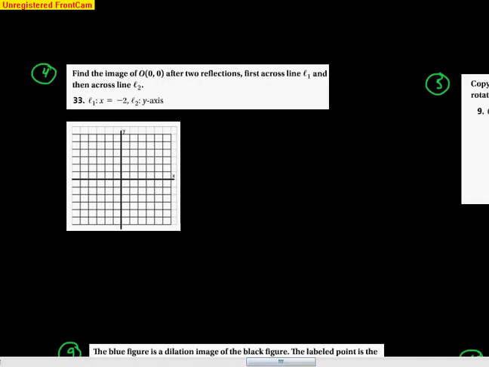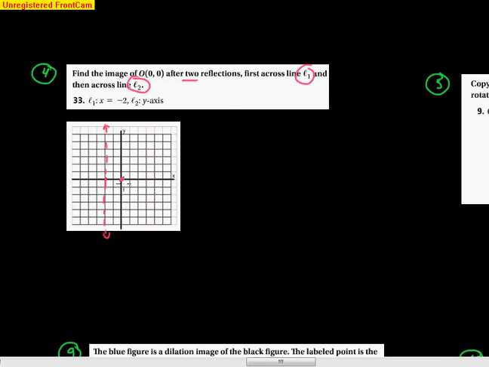4. Okay, here we go. We're going to start with the point O. It's the origin. And we're going to do 2 reflections across L1 first and then L2 second. Okay? So L1 is the line x equals -2. So let's go to where x is -2. Right here. And let's draw a vertical line, right? Because that's what x equals -2 is.